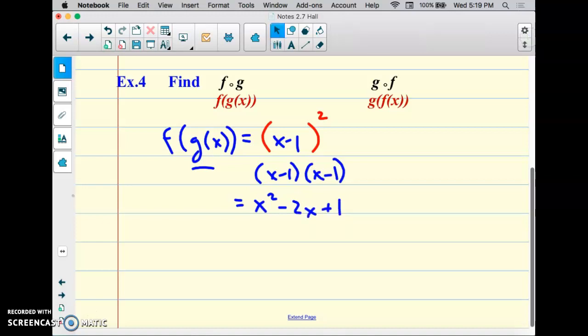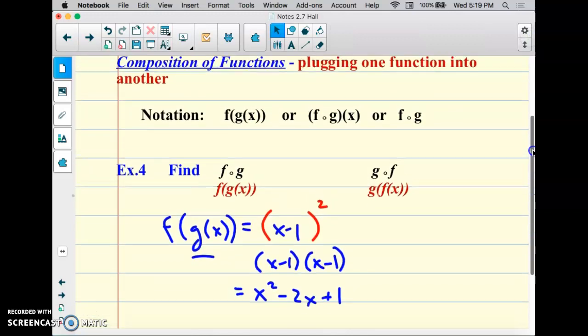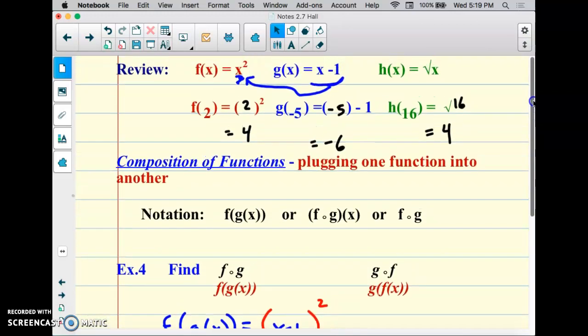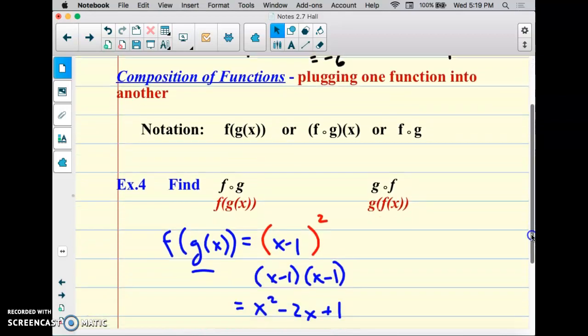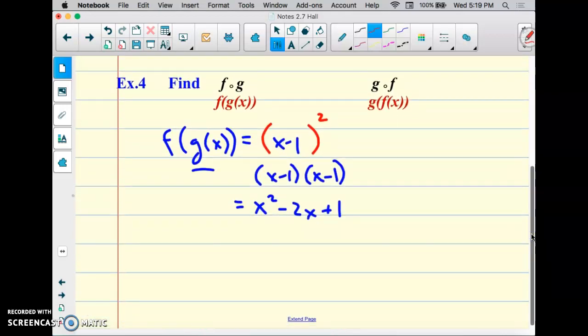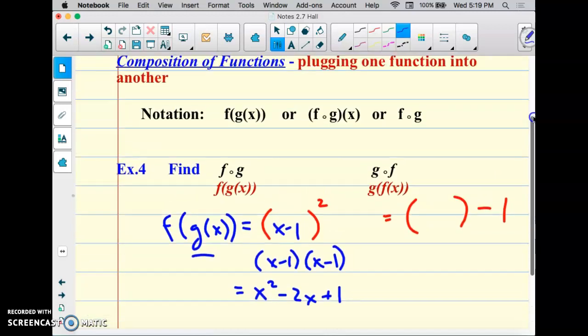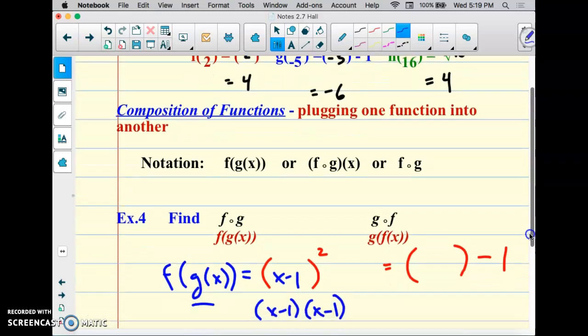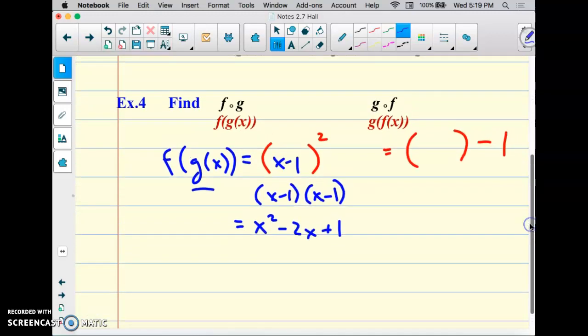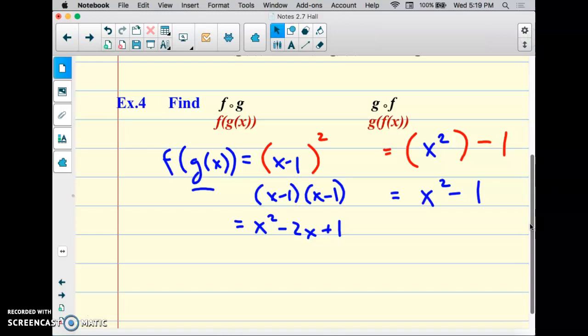G of f of x. I'm going to do it the other way. Now, I want to plug in the place of x. So x minus 1. So it will look like this. In the place of x minus 1, I'm going to plug in f of x. What's f of x? F of x is x squared. So in the place of x, I'm going to put x squared. And that's simple. That's just x squared minus 1. That is composition of two functions.